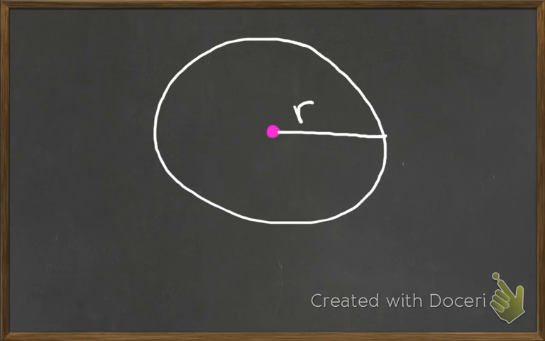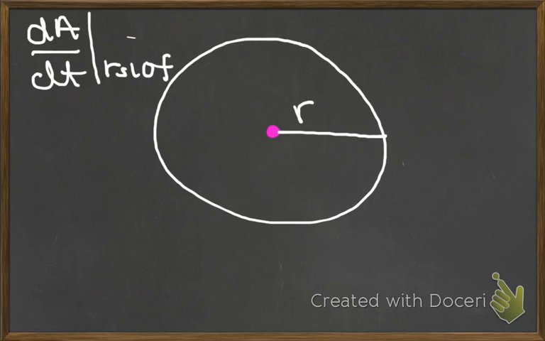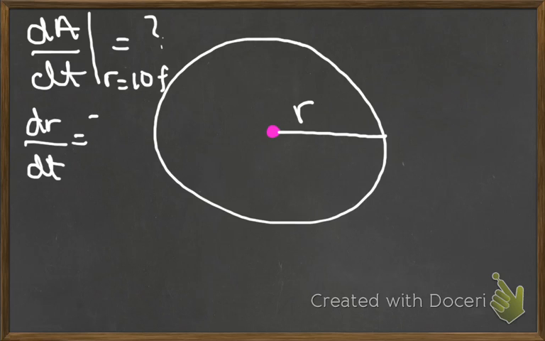They want me to find dA/dt at the instant that the radius is equal to 10 feet. So that's my unknown. Let me write that a little better so you can read it: that's at the instant that r is equal to 10 feet, and that's what's unknown, so question mark there. And I know that dr/dt is equal to 2 feet per second.